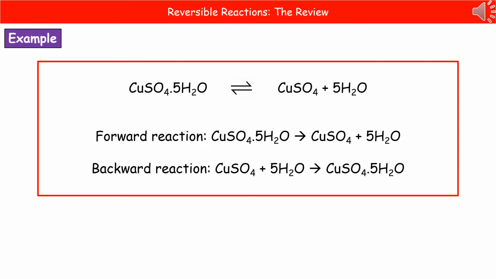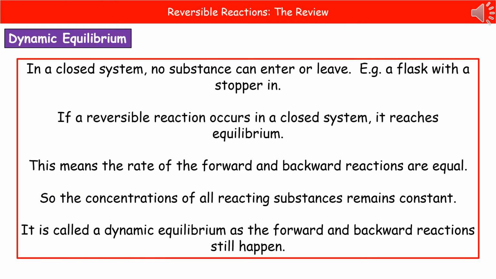Just to give you an example of what we mean by forwards and backwards reaction, at the top we have the overall reversible reaction with its reversible reaction sign in the middle there. If we look at the forward reaction, it's the one that's going from left to right. So we start off with our hydrated copper sulfate and we're going to make copper sulfate and water. The backward reaction is the one that goes from right to left. So that would be copper sulfate plus water makes the hydrated copper sulfate.